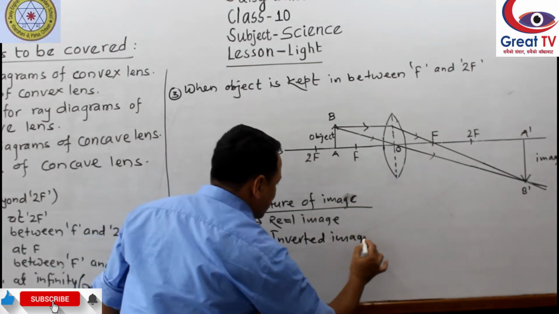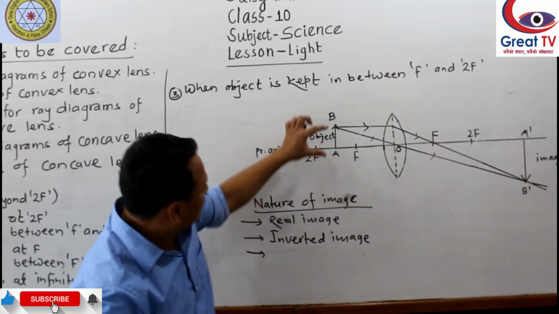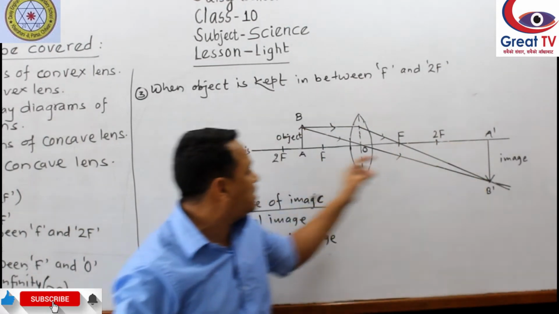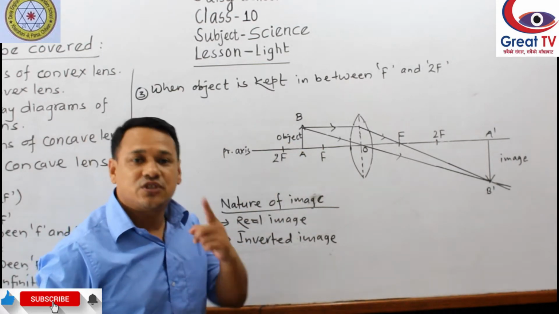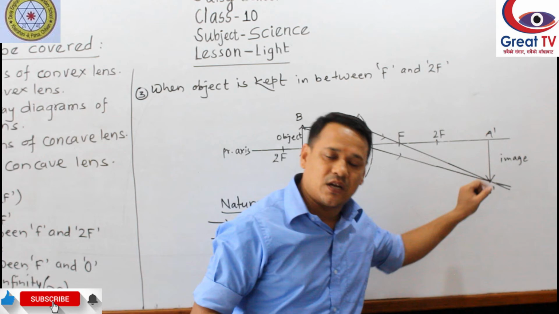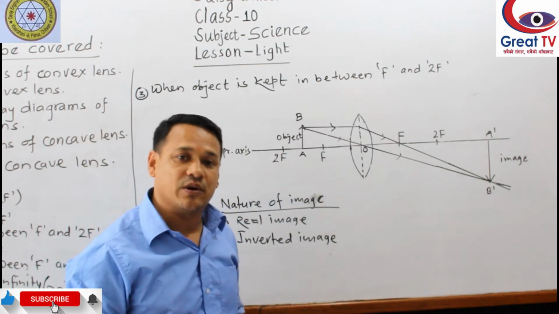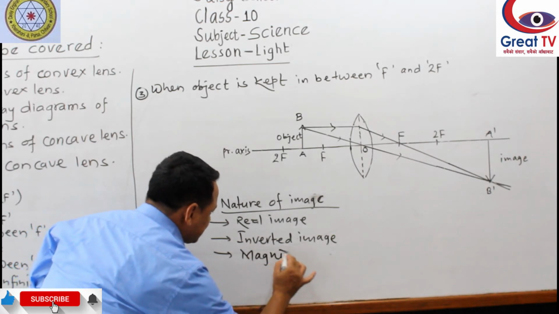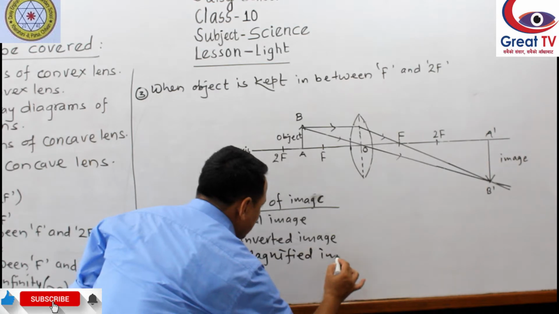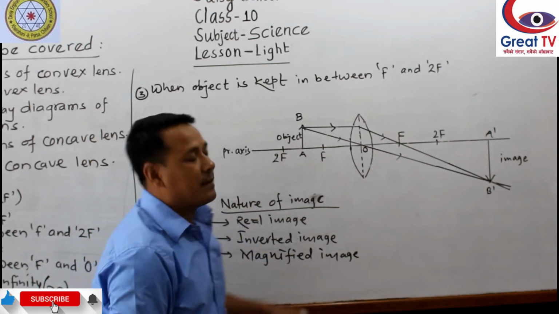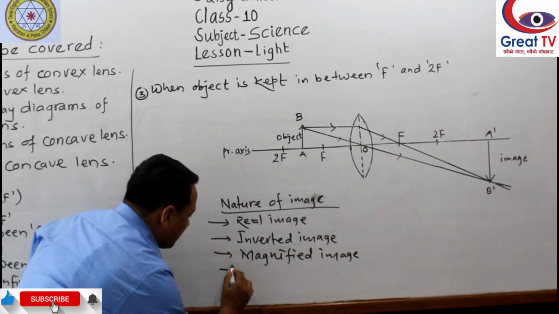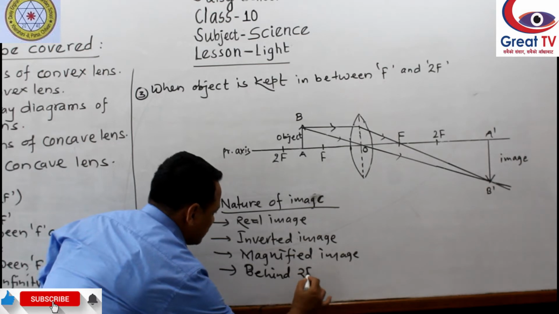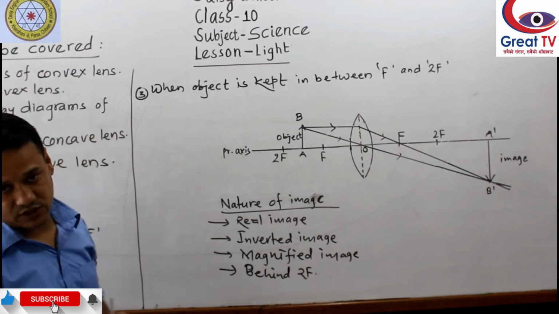Similarly, size. This is the size of the object and this one is the size of the image. Is the size of the image bigger or smaller than the object? Surely it is bigger. That's why we say magnified image. And the position is behind 2F. So we have completed the third one also.